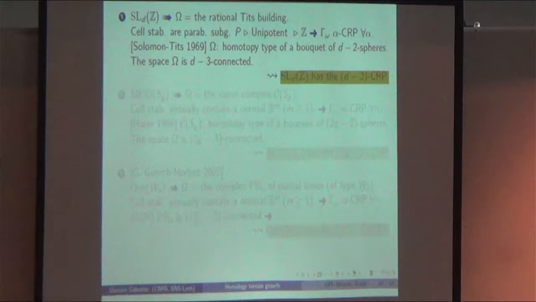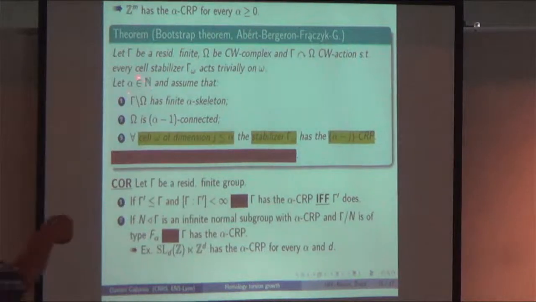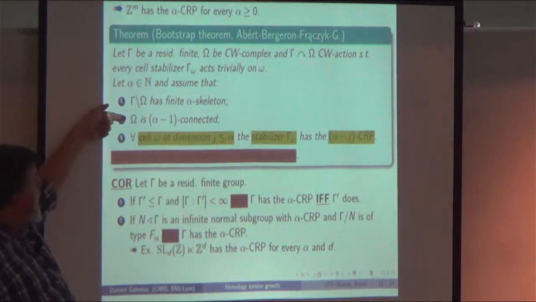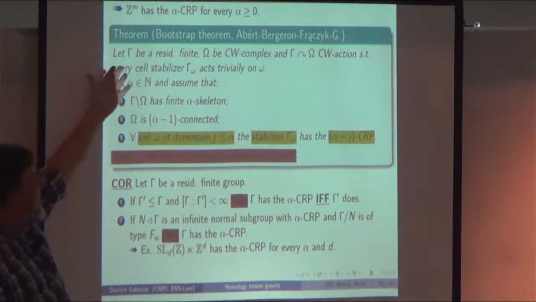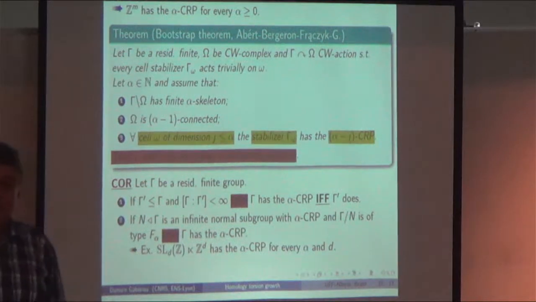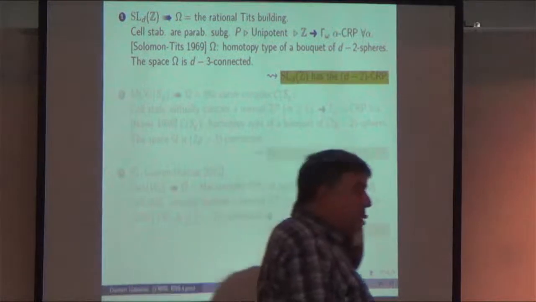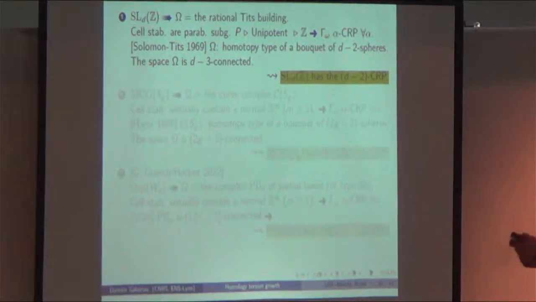And now the only constraint is about the homotopy type of omega. Because I remind you, here you have this condition. The condition on alpha is really now the constraint. What is the connectivity of the space omega? And by Solomon-Tits, we know that the rational Tits building has the homotopy type of a bouquet of spheres of dimension D minus 2. So it is D minus 3 connected, and this gives alpha equals D minus 2.